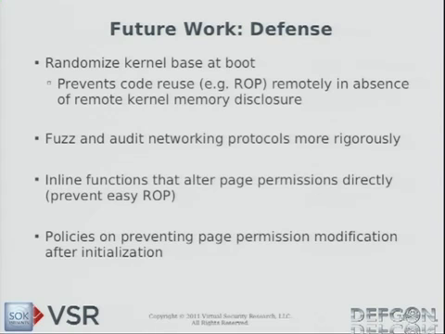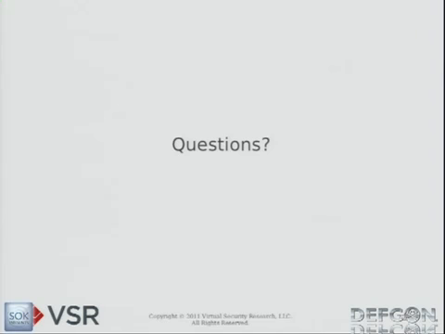Additionally, it's pretty clear that the more exotic networking protocols are not tested as rigorously and could probably use some work. And next, it would be really nice if certain functions like setMemoryX were inlined so that you can't leverage them in return-oriented programming. So it's not quite so easy to mark things executable. And finally, as long-term work, it would be really good if there were policies implemented in the kernel that prevented changing page permissions after initialization. And I think the PaX team is actually working on something like this.